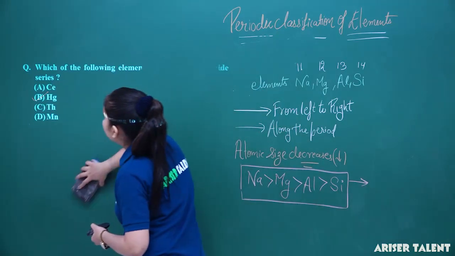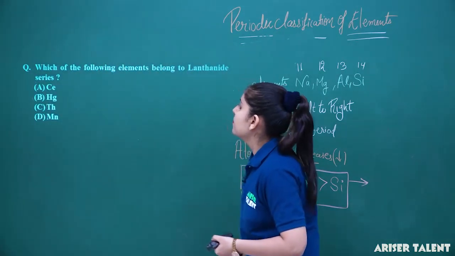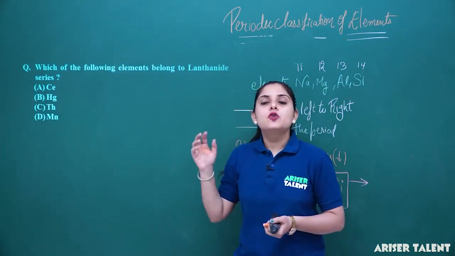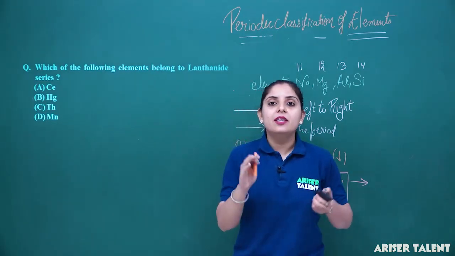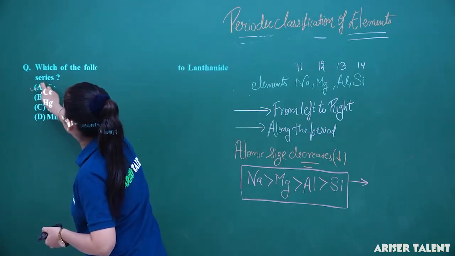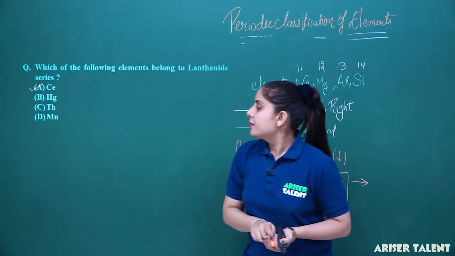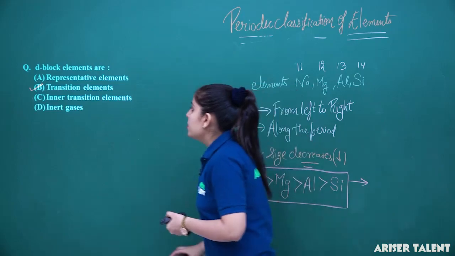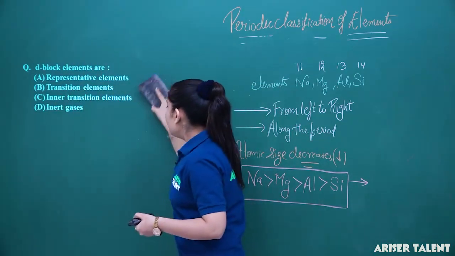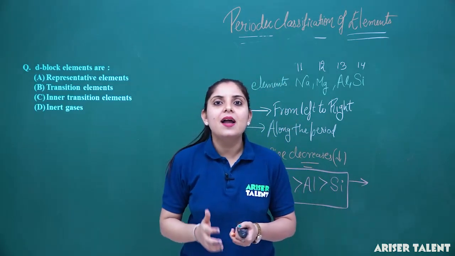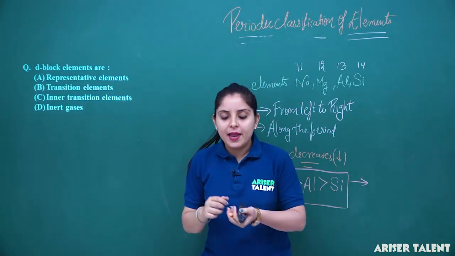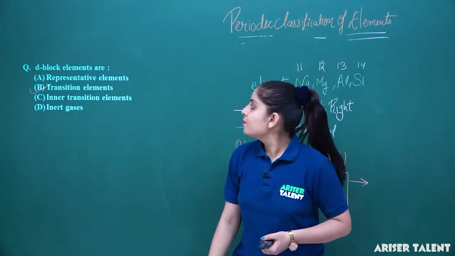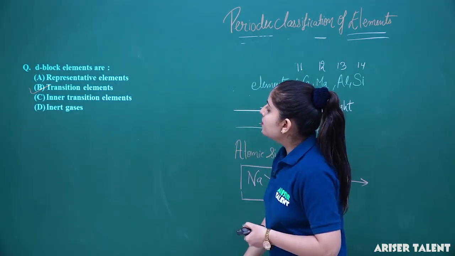Which of the following elements belongs to the lanthanoid series? Ce cerium, Hg mercury, Th thorium and Mn manganese. Among these, the lanthanoid series starts from cerium. So option A will be the correct one. Let us proceed to the next question. D block elements are. We have discussed in the chapter that D block elements are known as transition elements and F block elements are known as inner transition elements. So the correct option here will be that D block elements are transition elements. Now, let us move to the next question.